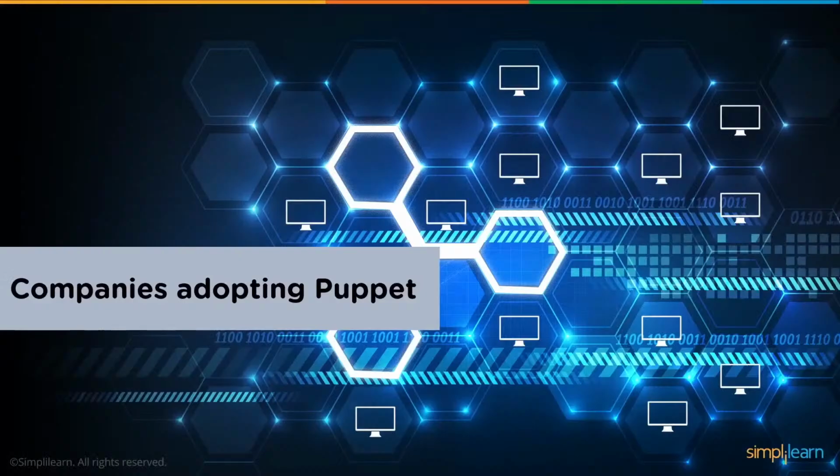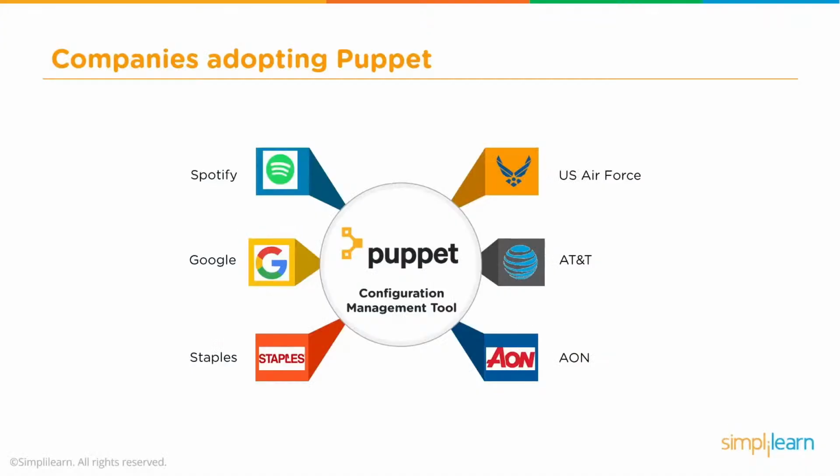So let's have a look at companies that are using Puppet today. There are a number of companies that have adopted Puppet as a way to manage their infrastructure. So companies that are using Puppet today include Spotify, Google, AT&T. So why are these companies choosing to use Puppet as their main configuration management tool?